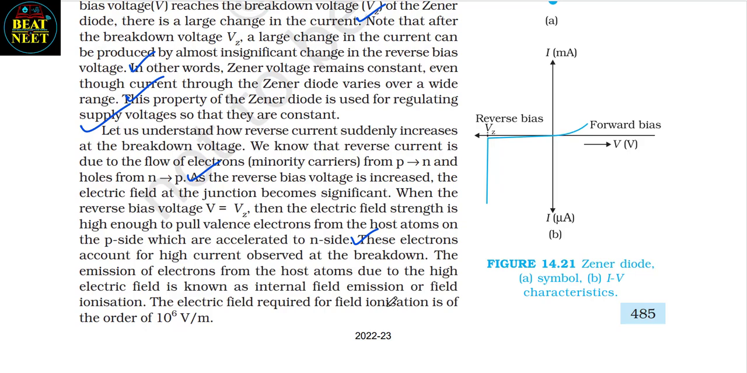The emission of electrons from the host atoms due to the high electric field is known as internal field emission or field ionization. The electric field required for field ionization is of the order of 10^6 volt per meter.